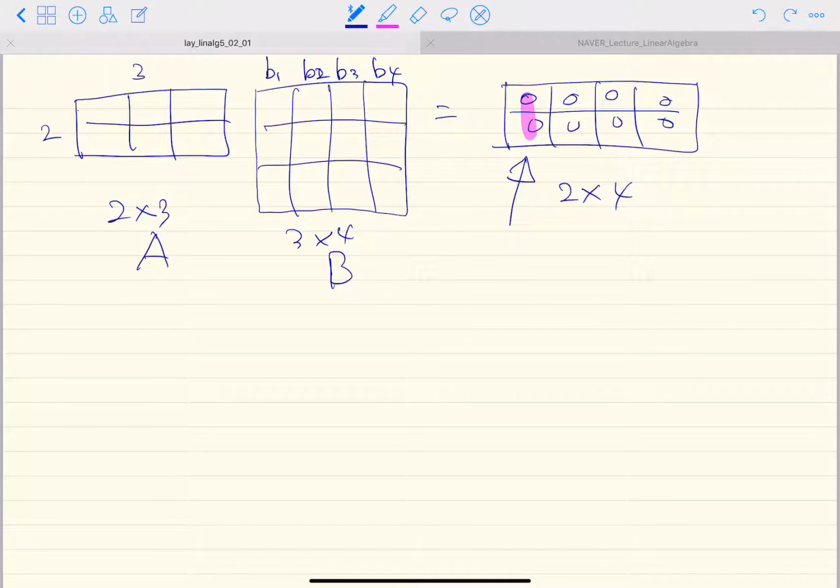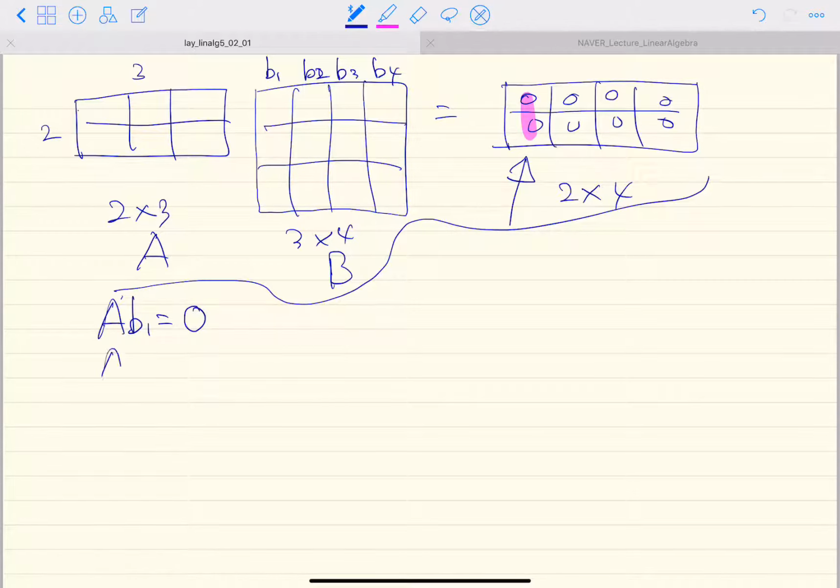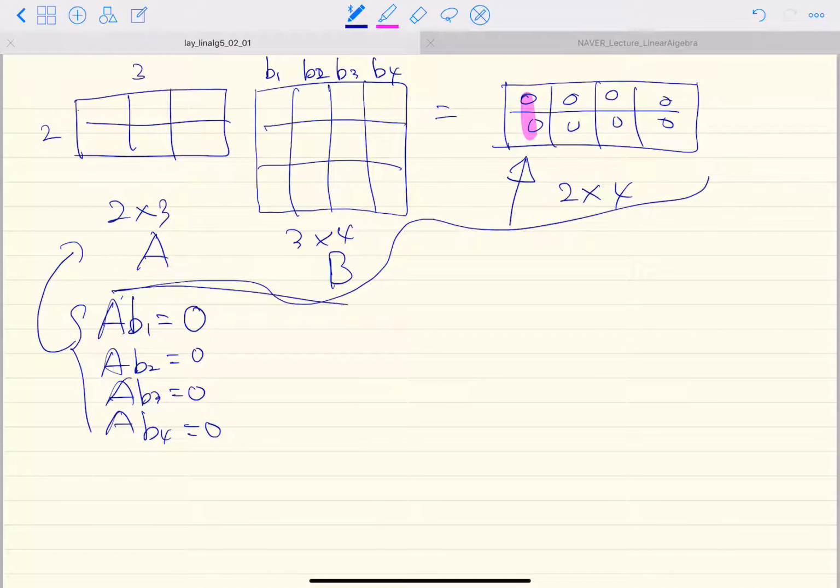Let me rewrite this into four different expressions: AB1 is equal to 0, AB2 is equal to 0, AB3 is equal to 0, AB4 is equal to 0. These four linear systems are equivalent to the single equation AB is equal to 0. So they are basically the same thing.